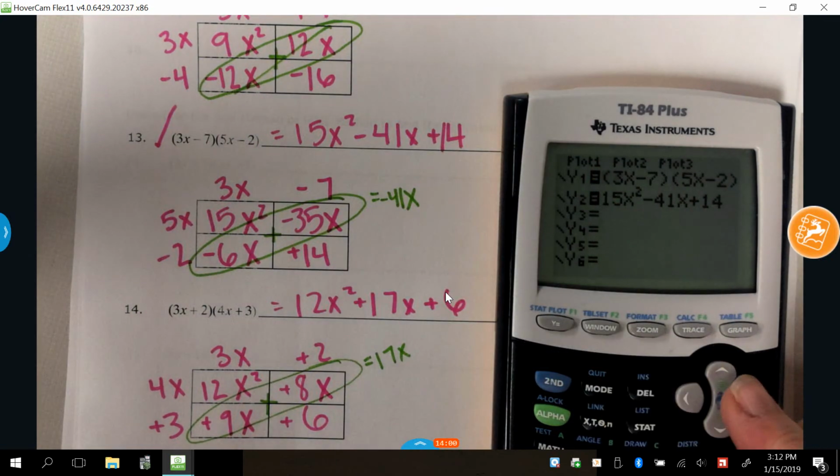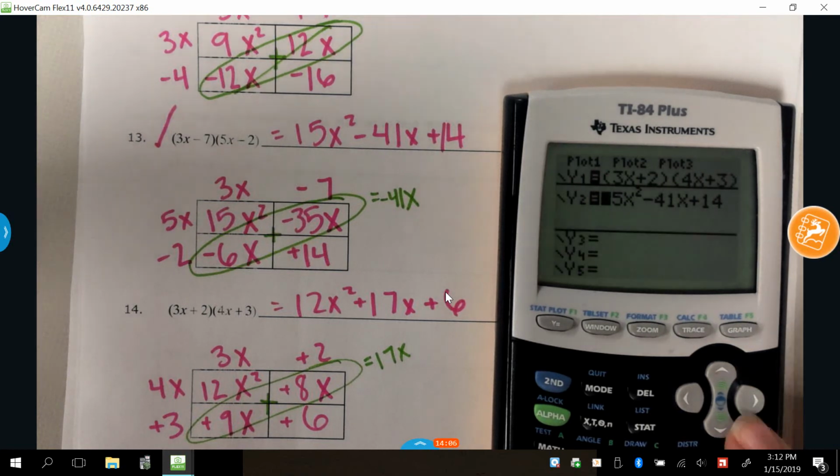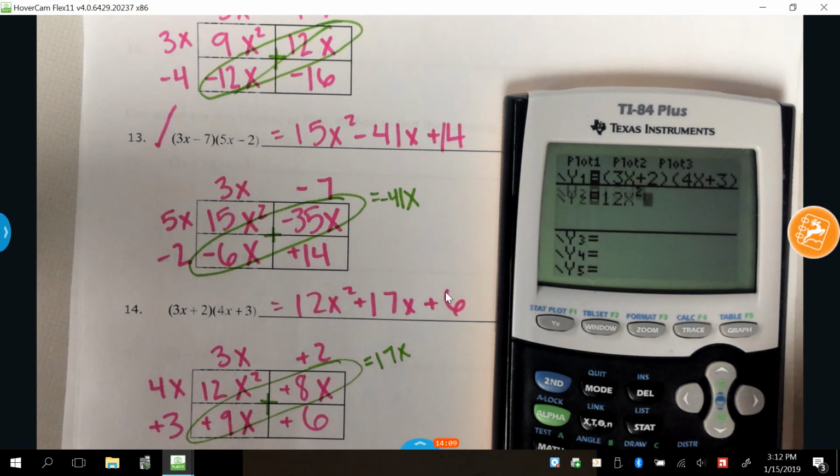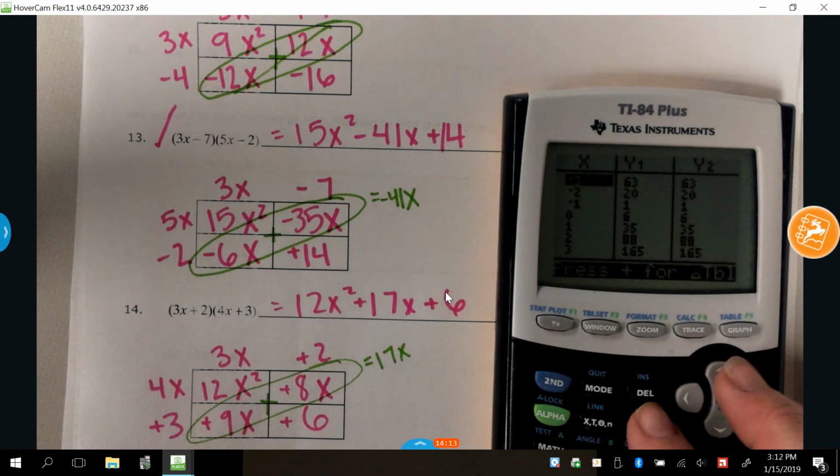And then we have 3x plus 2, 4x plus 3, and that gave us 12x squared plus 17x plus 6. Everything matches, so we're correct.